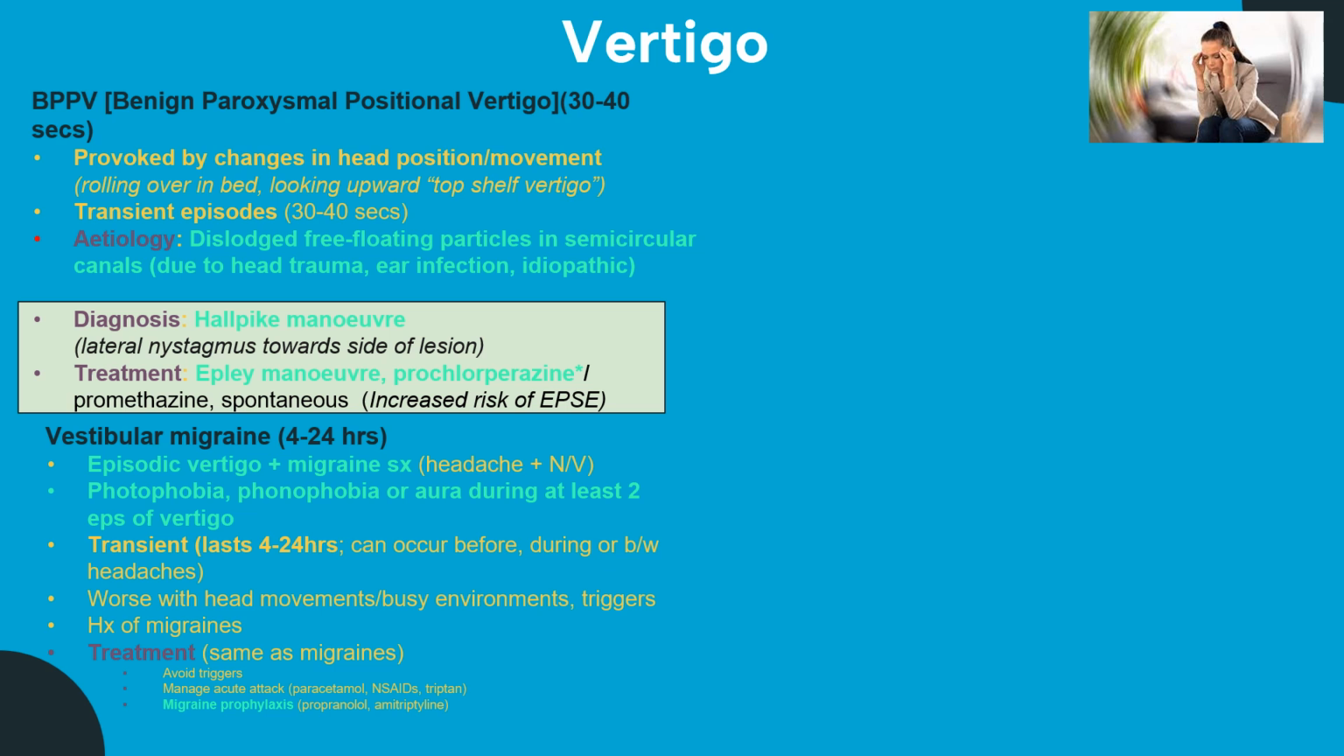Vertiginous migraine, so this one lasts a bit longer. It's basically a migraine, but it also is associated with vertigo symptoms and disequilibrium, but not always disequilibrium. So you'll have your photophobia, phonophobia, and sometimes aura, like most episodes of migraine. And it has to be during at least 2 episodes of vertigo. So they have to be connected, if that makes sense.